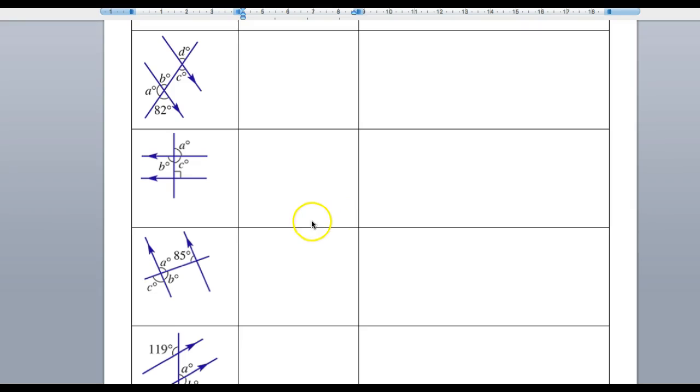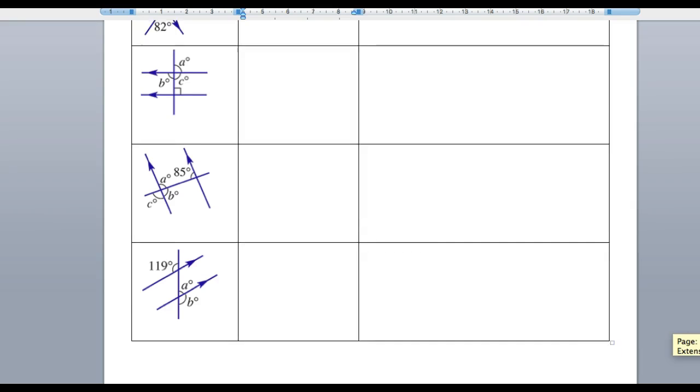So A is co-interior, B is alternate or supplementary to A, and then C is supplementary to B. Okay, so if you need to go back and have a look at those definitions, then go back. And the last one, which we just need to scroll down to see.